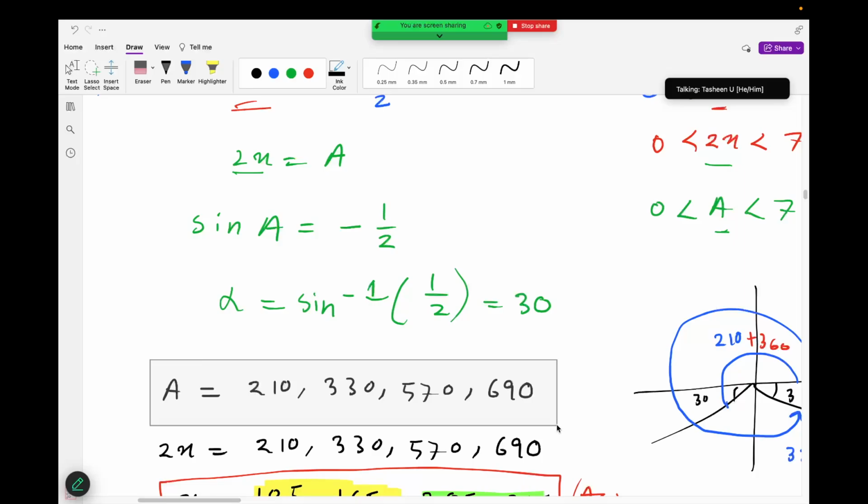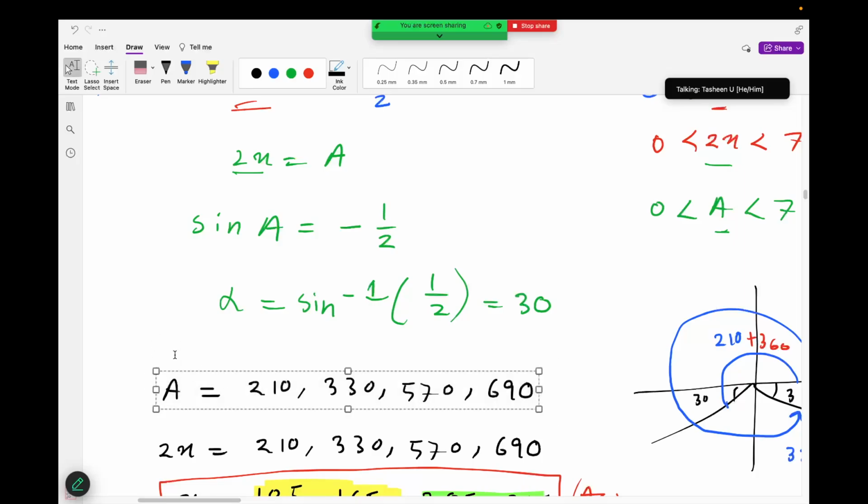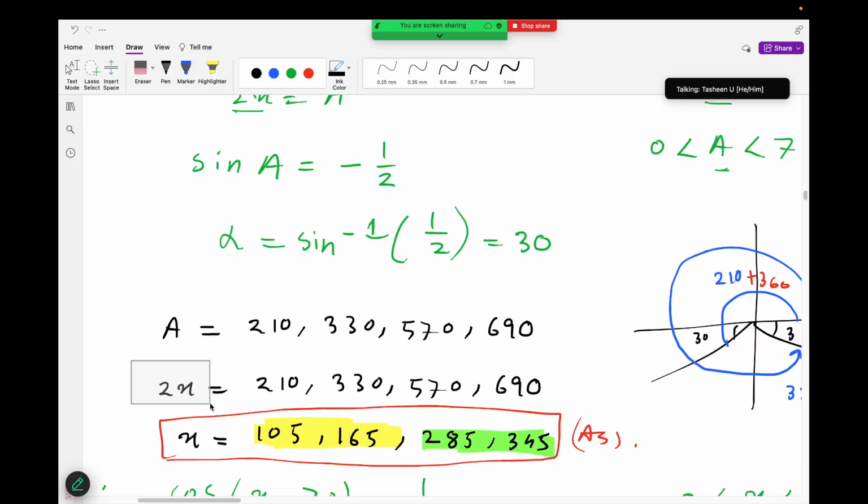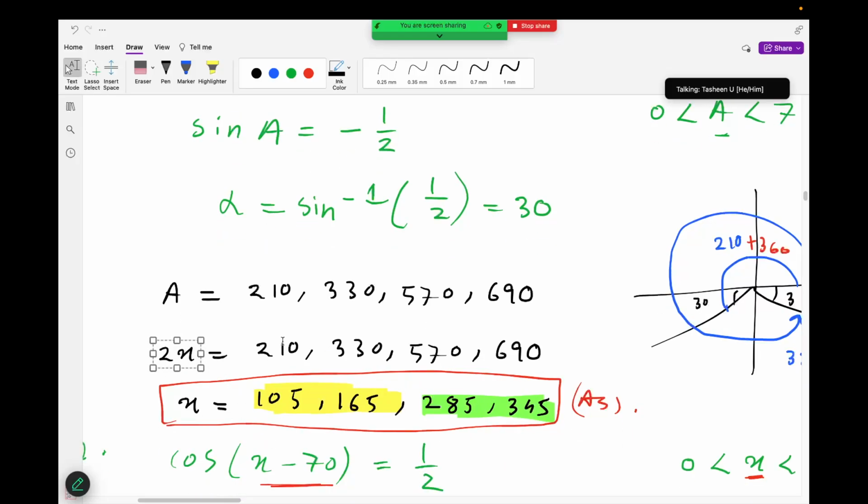Remember, this is not the final answer because they said you have to find x. Now we use the substitution a equals 2x, so replace it back, 2x equals these values. Now x is half of each of these angles. So this is your answer.